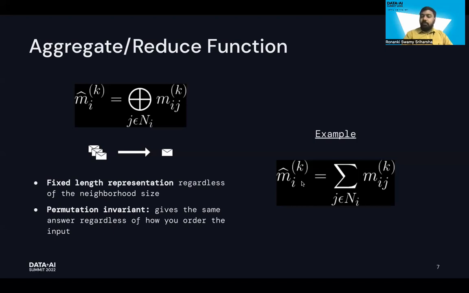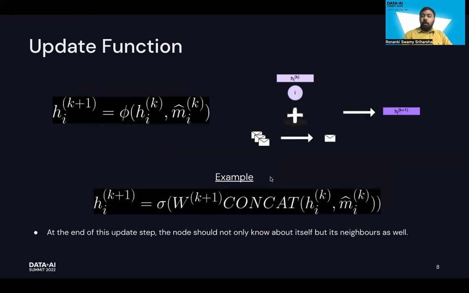So now the next important step is to update. You have the messages, you aggregated the messages. So how do you use this aggregated representation to update yourself? Again, this function is a combination of the node's initial representation, which I'm referring to as h subscript i, and also the node's neighborhood representation, which I'm referring to as m_i hat.